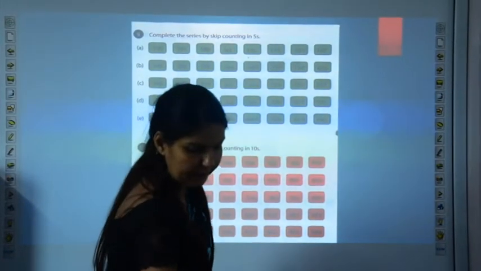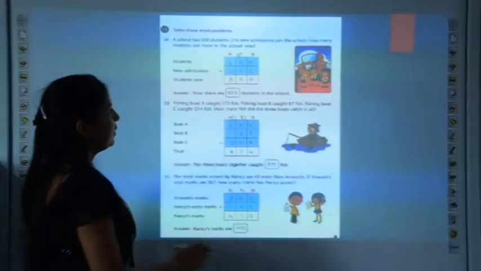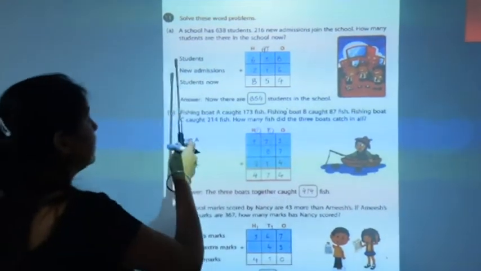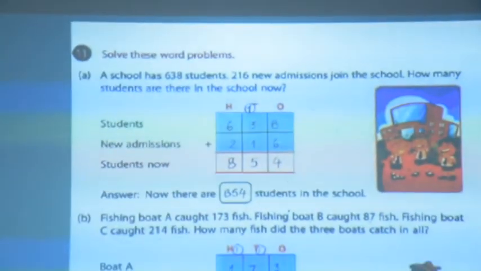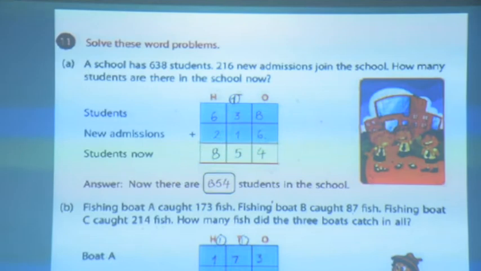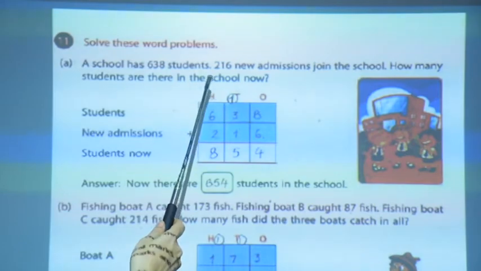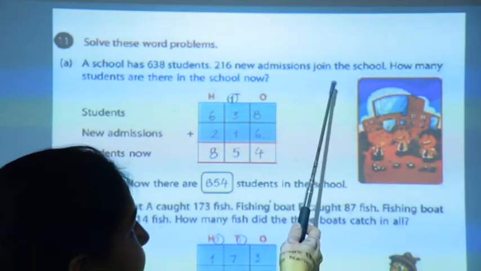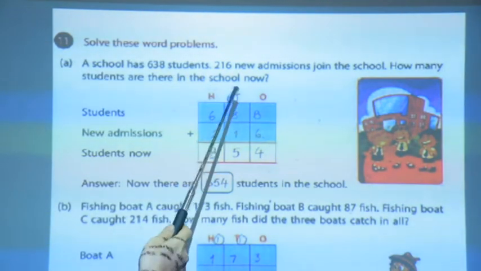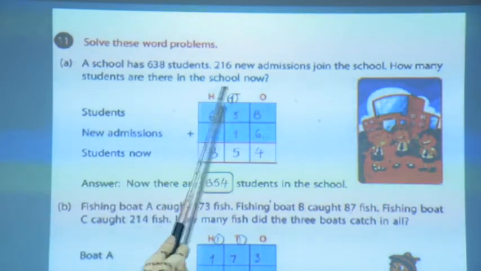Now come to question number 11. Solve these word problems. Children, now word problems are given. So I am going to read question 11. This is the A part of this sum. A school has 638 students. 216 new admissions joined the school. How many new students joined the school? 216. How many students are there in the school now?